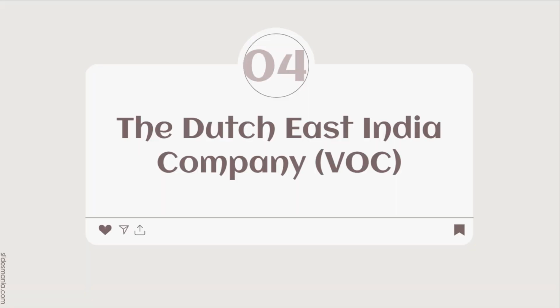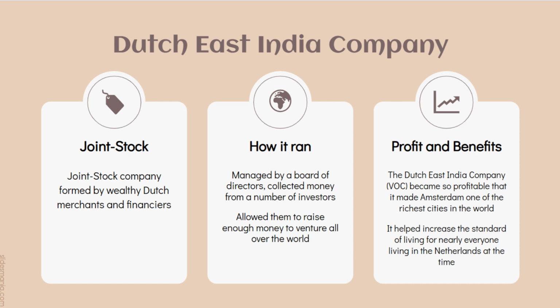But let's take a minute to talk a little more about the Dutch East India Company and the effects that company has on the Dutch and the rest of the world. Now, the Dutch East India Company is a joint stock company, which means that many different people are investing in and financing this company, and they get profits back based on the sales of the goods. It's managed by a board of directors who collect money from all the different investors, and it allowed them to raise enough money to venture all over the world.